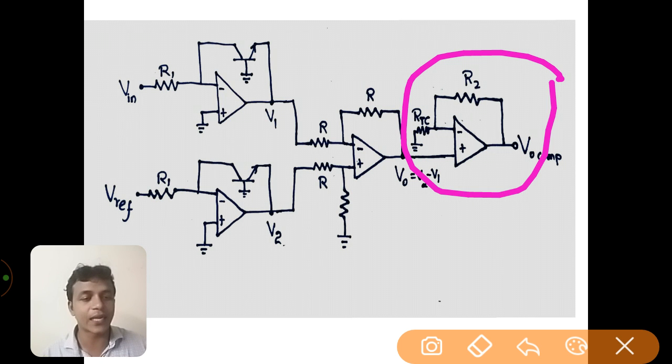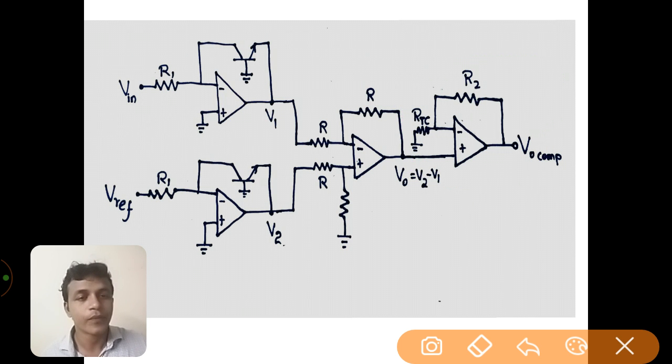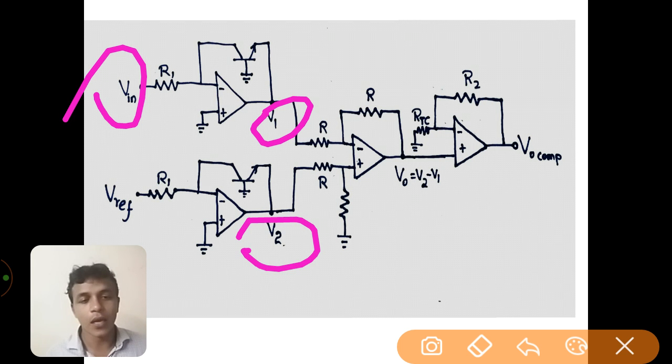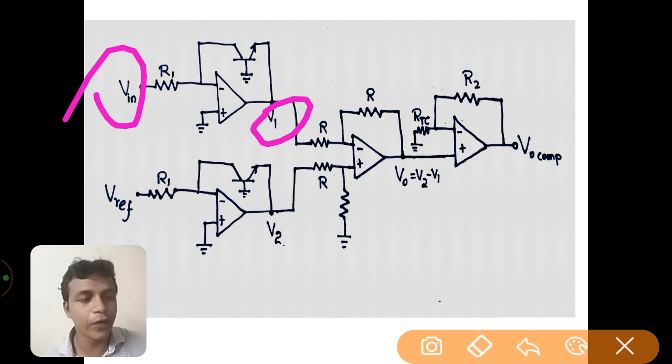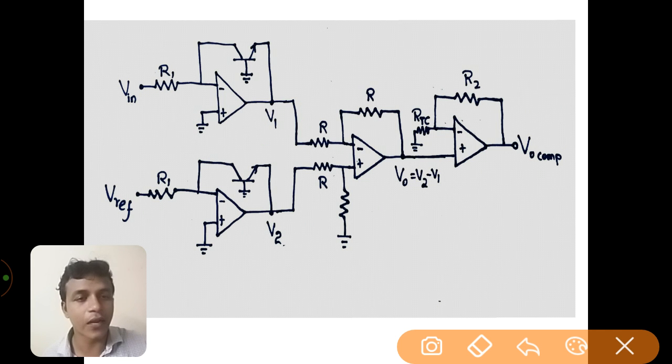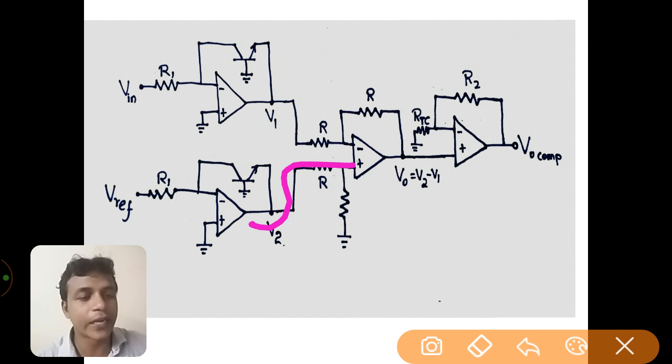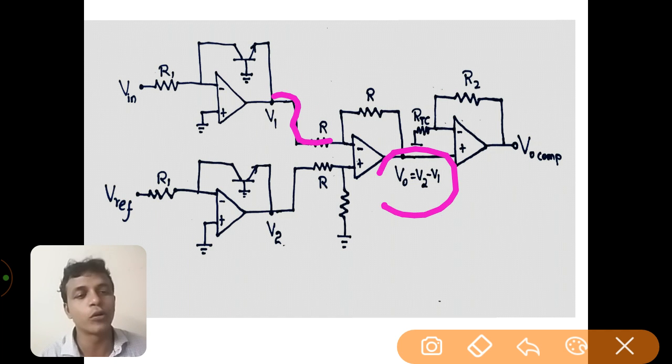So what is happening here? Let us see. Here V1 is the logarithmic amplified version of Vin, whereas V2 is directly proportional to the natural logarithm of the reference voltage. V1 and V2 are given as inputs to this difference amplifier circuit. V2 is given to the non-inverting terminal and V1 is given to the inverting terminal. So the output voltage V0 equals V2 minus V1.